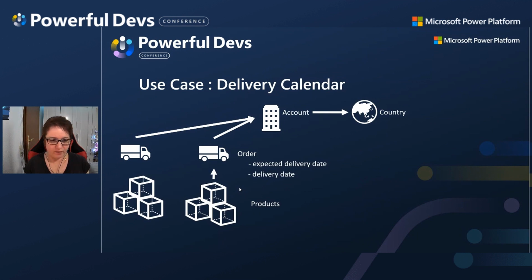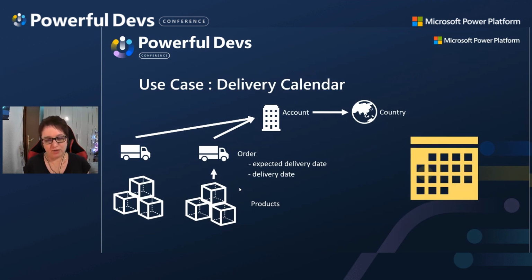And when we have this order, you have the planned delivery, that's the expected delivery date, and you have the date where the delivery really took place, so the delivery date. And our customer wanted to have a calendar, to have all this information shown in the calendar. But how should we do that? When there's a delivery made, we are going to show this record for the delivery date. And if the delivery is not made, then we will take the expected delivery date.